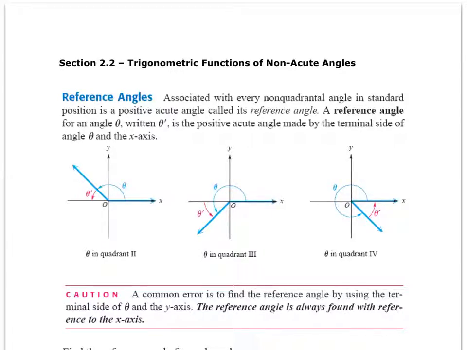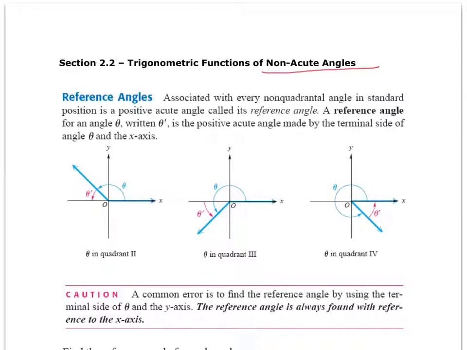Alright, Chapter 2.2 of Math 113. We're going to talk about trig functions of non-acute angles. That means we're not going to talk about angles in quadrant 1. Quadrant 1 goes from 0 to 89, really, because 90 is a right angle. So we're going to look at everything that's past that.